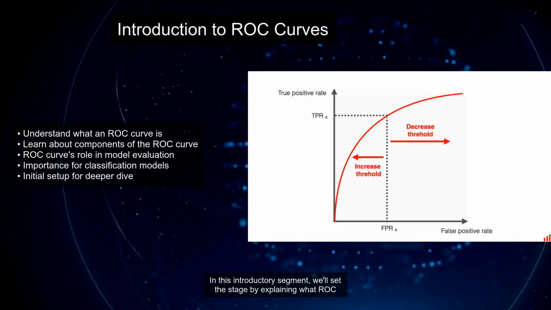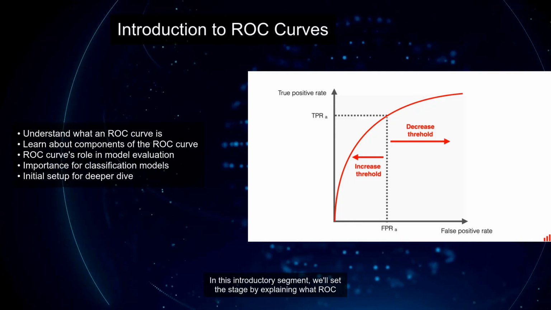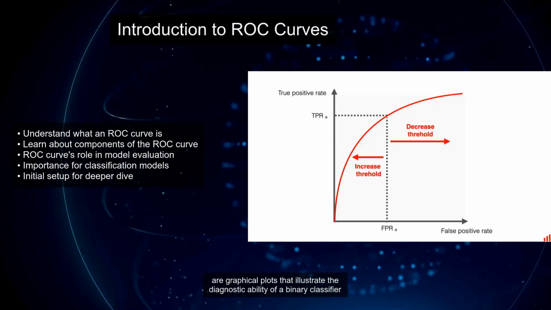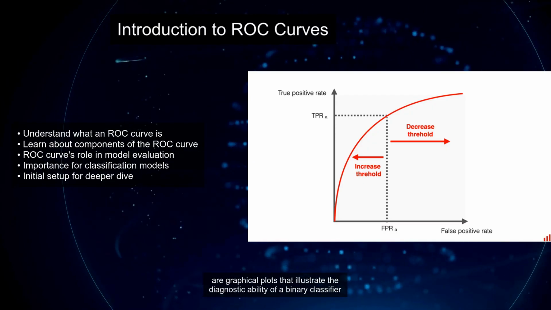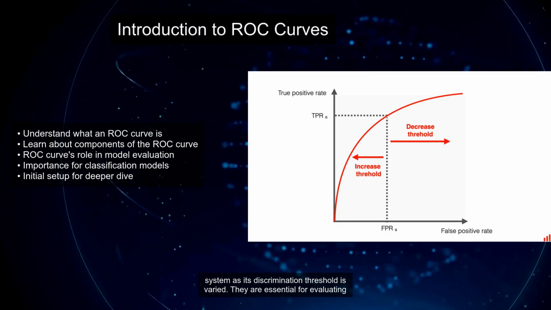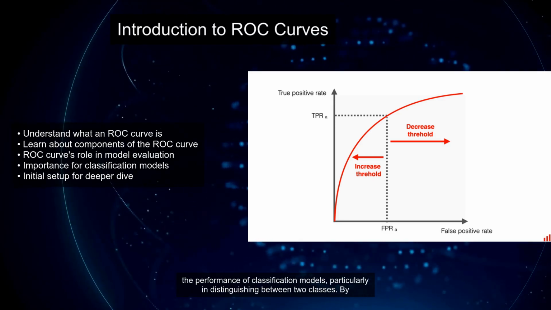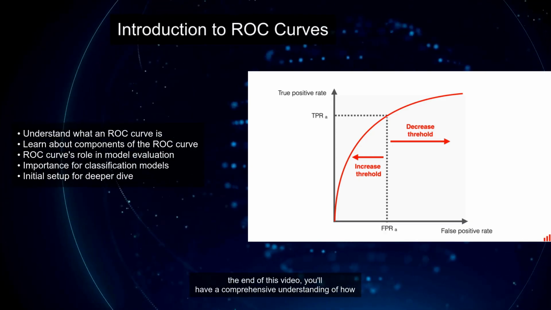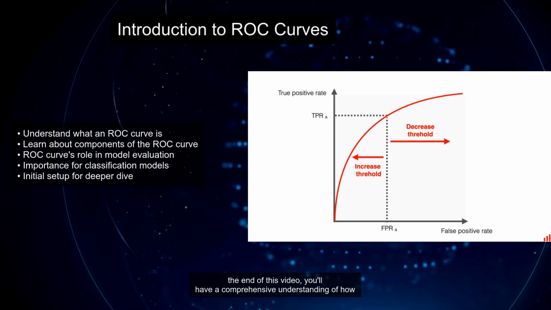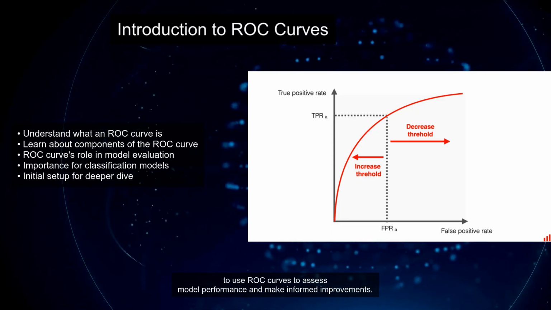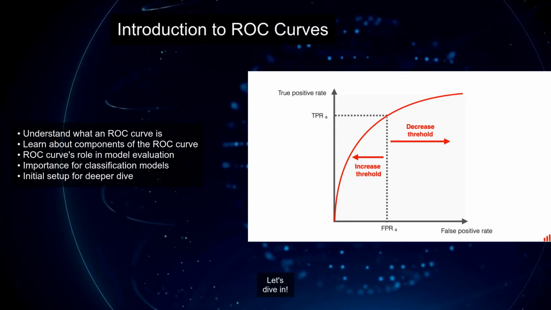In this introductory segment, we'll set the stage by explaining what ROC curves are and why they matter. ROC, or Receiver Operating Characteristic, curves are graphical plots that illustrate the diagnostic ability of a binary classifier system as its discrimination threshold is varied. They are essential for evaluating the performance of classification models, particularly in distinguishing between two classes. By the end of this video, you'll have a comprehensive understanding of how to use ROC curves to assess model performance and make informed improvements.